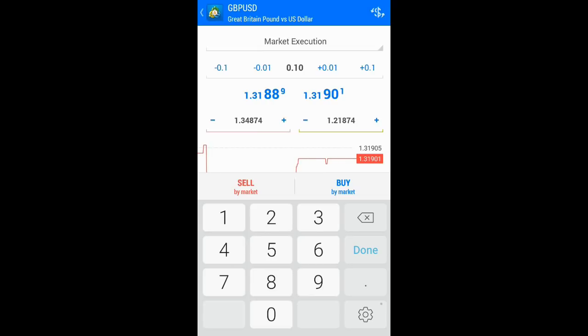All right, so that concludes the tutorial on how to set your stop loss and take profit according to our long-term approach that you can find in our ebook, Easy Forex Trading.